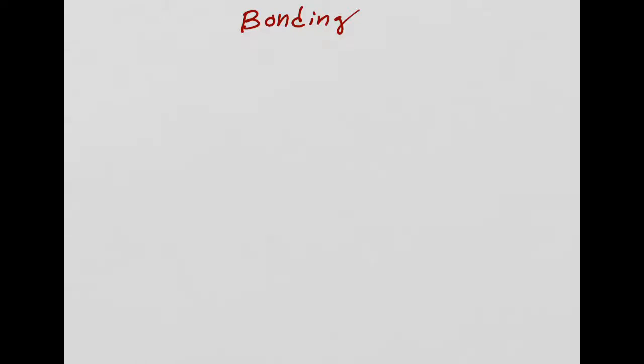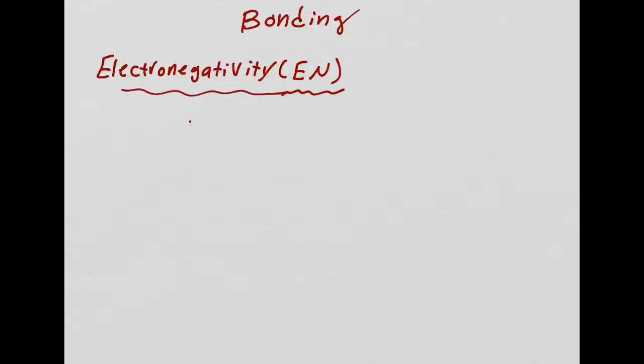All right, class. Right now we are going to talk about bonding. Before we talk about bonding, there are two things that I need to talk about. One of the two things you need to know before we can talk about bonding is electronegativity. Electronegativity, also abbreviated as EN. What is electronegativity?